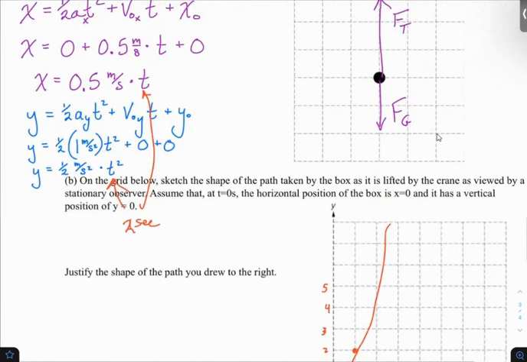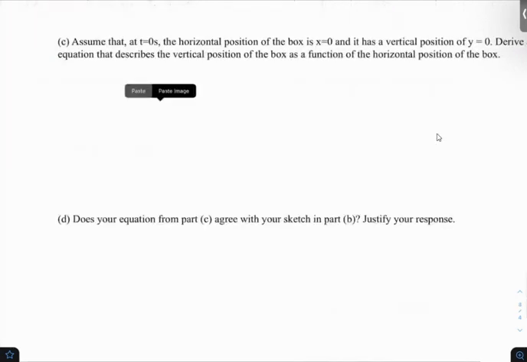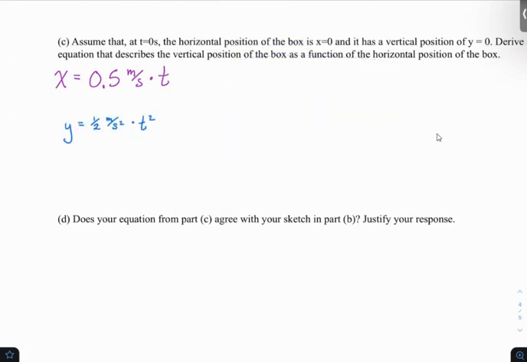You're going to end up with a parabola that goes something like that. Now I'm going to take these two equations that I just wrote and use them in part C. I have two equations, and I need to get rid of time. So I'm going to take this one and solve for time.